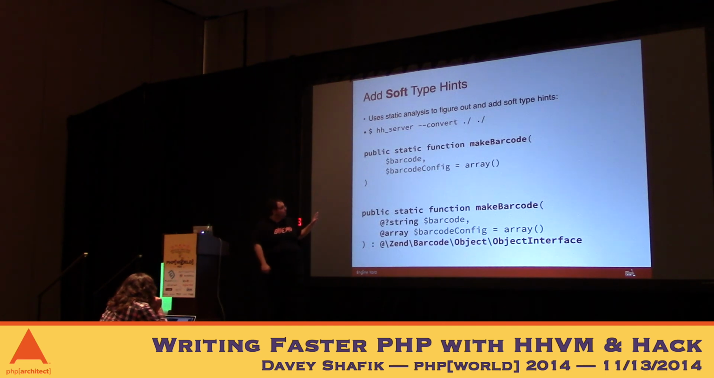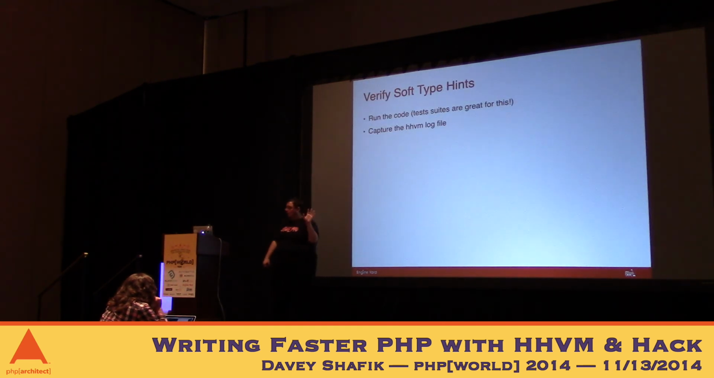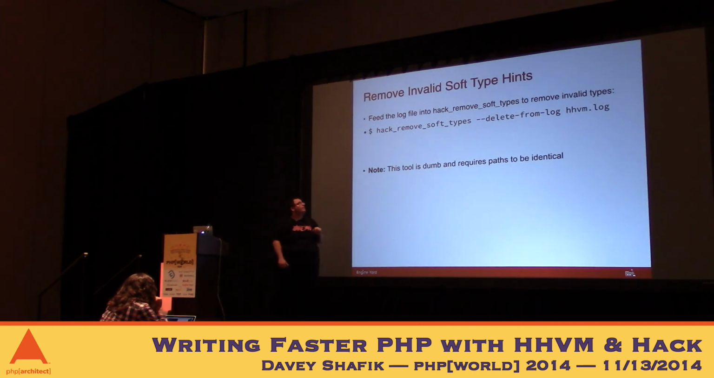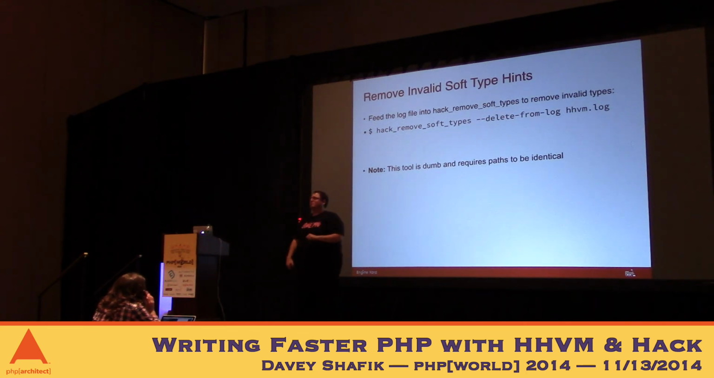So the next thing that you do, as I said, is you run it in production, or wherever, and you verify those type hints just by running it. So you capture the HHVM log file. You go ahead and remove those invalid soft type hints. You feed the log file back into this hack remove soft type hints tool: hack remove soft type hints, delete from log, pass in the log file. It's really dumb. The paths have to be the same. So if your production environment is ever so slightly different, use something like sed to modify those files to make them the same as your local, and it'll work.